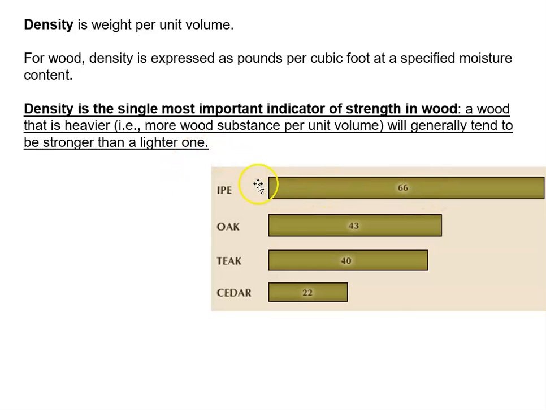And so here we could see this chart is really not particularly helpful. It doesn't even tell us what we're exactly measuring, but it is showing just the relative density. So ipe is significantly more dense than oak, and we typically know how heavy and dense oak is because that's a common wood that we see more often. Cedar, very light wood. Okay, so density is the single most important indicator of strength in wood. All right, so basically the heavier it is generally means the stronger it is. So if you had to choose a wood based on one particular quality, density would be the one that you would want to choose.